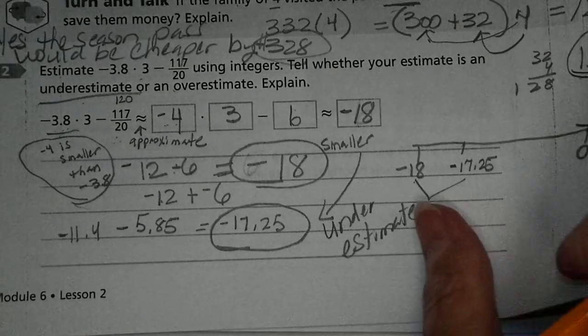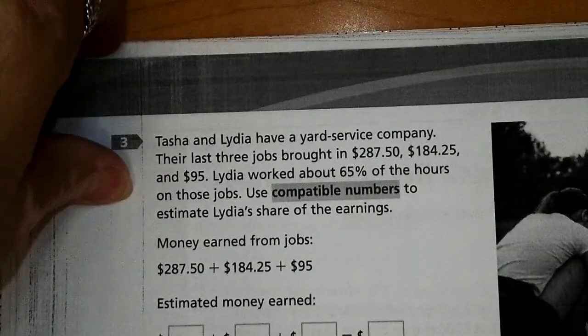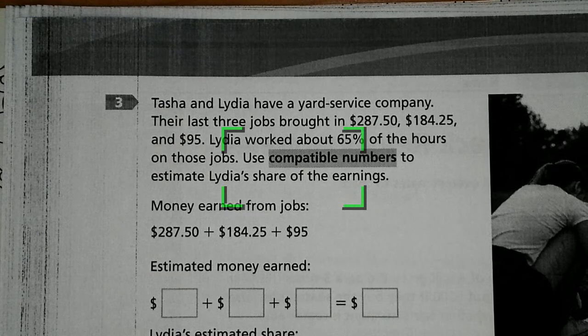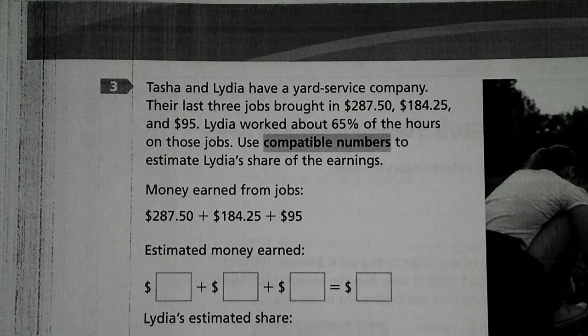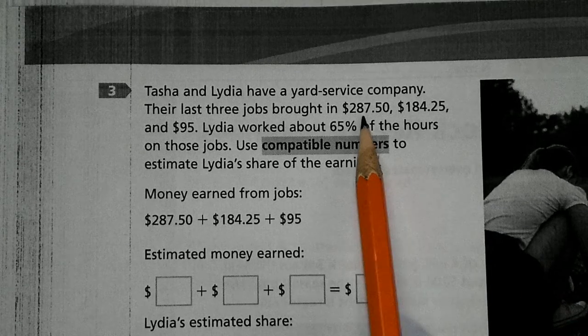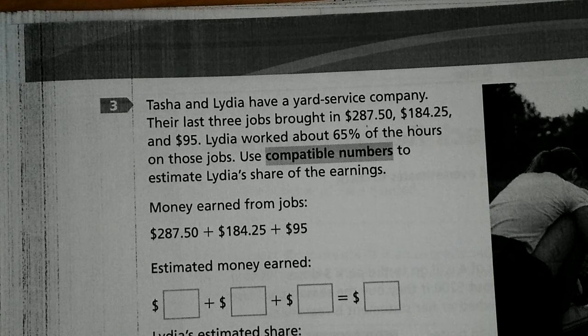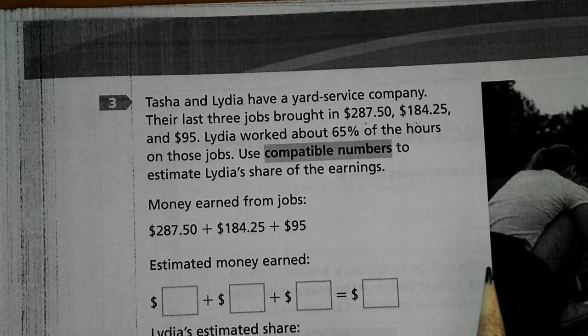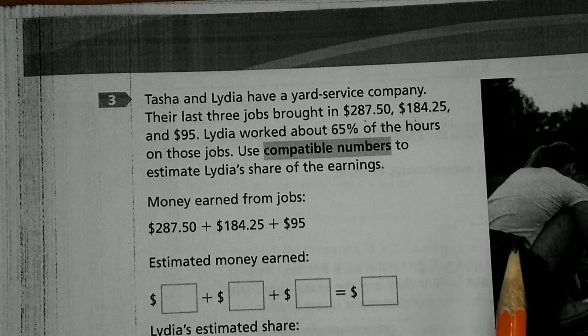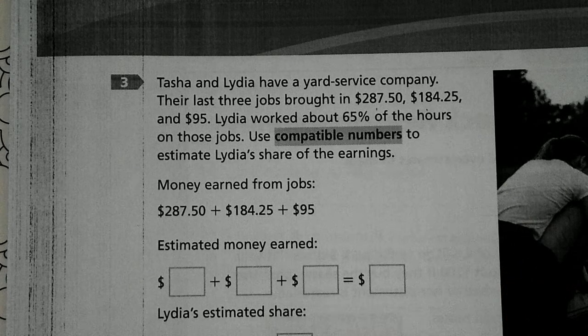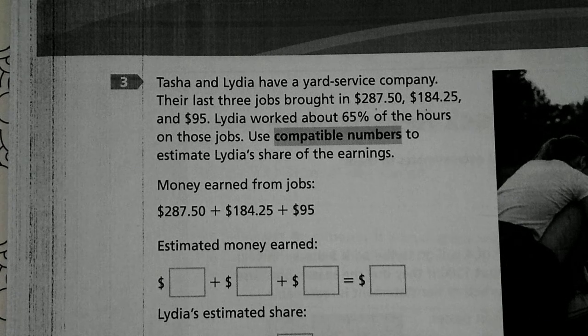All right. So let's look at number 3. It says Tasha and Lydia have a yard sale company. Their last 3 jobs brought them $287.50, $184.25, and $95. Lydia worked about 65% of the hours on the jobs. Use compatible numbers to estimate Lydia's share of the earnings.